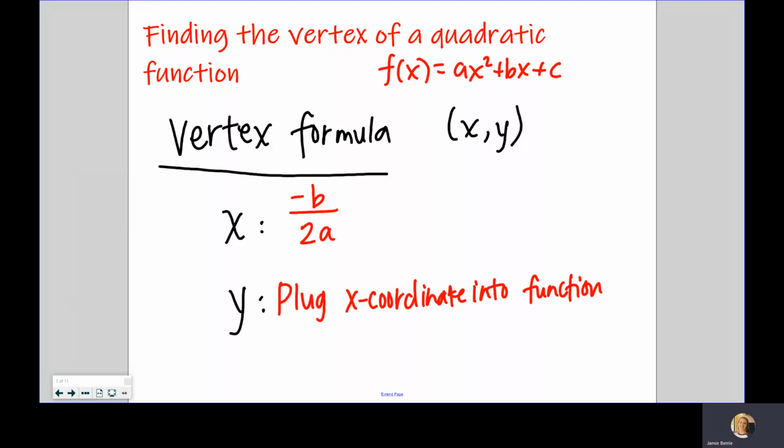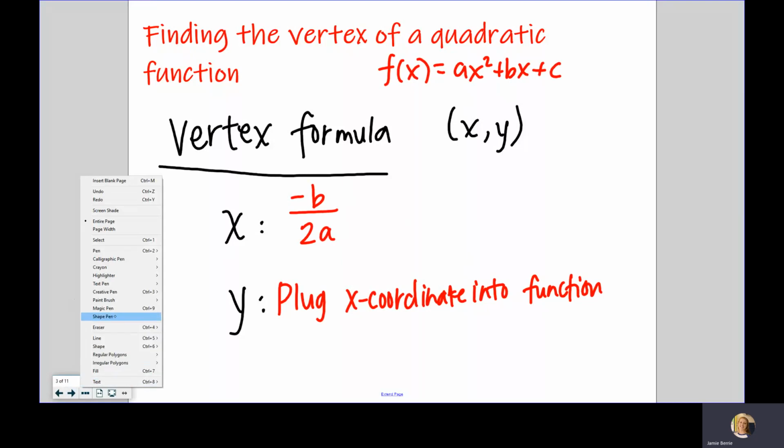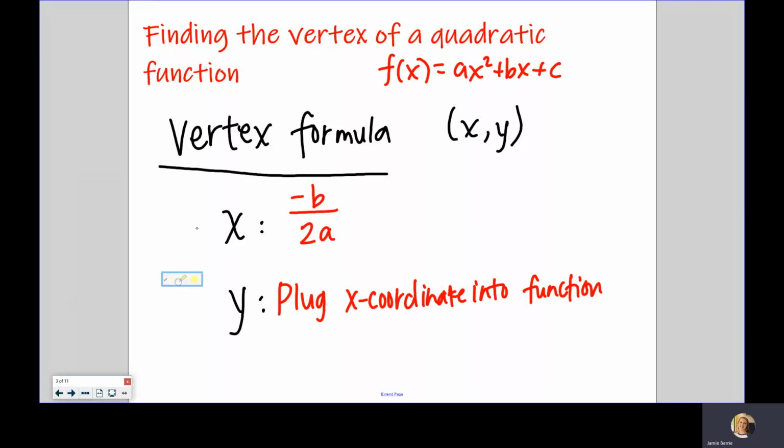This is a very important formula. You will definitely want to have this written down on your index card.